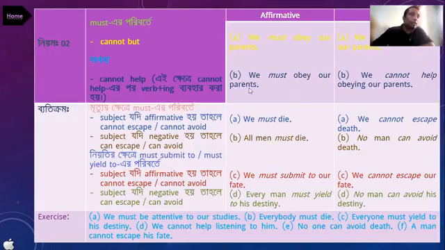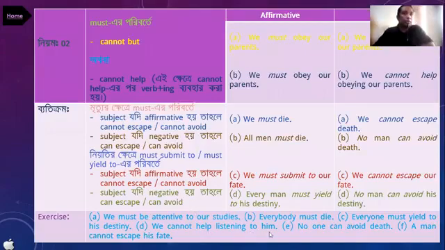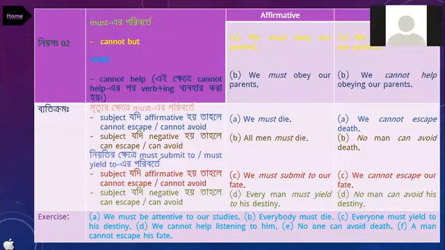Let me ask Rafi, Musaddiqul Islam Rafi. We cannot help listening to him. Rafi, respond quickly. We have many more to do. Yes, sir. We cannot help listening to him. Make it affirmative. So we must listen to him. We must listen to him.